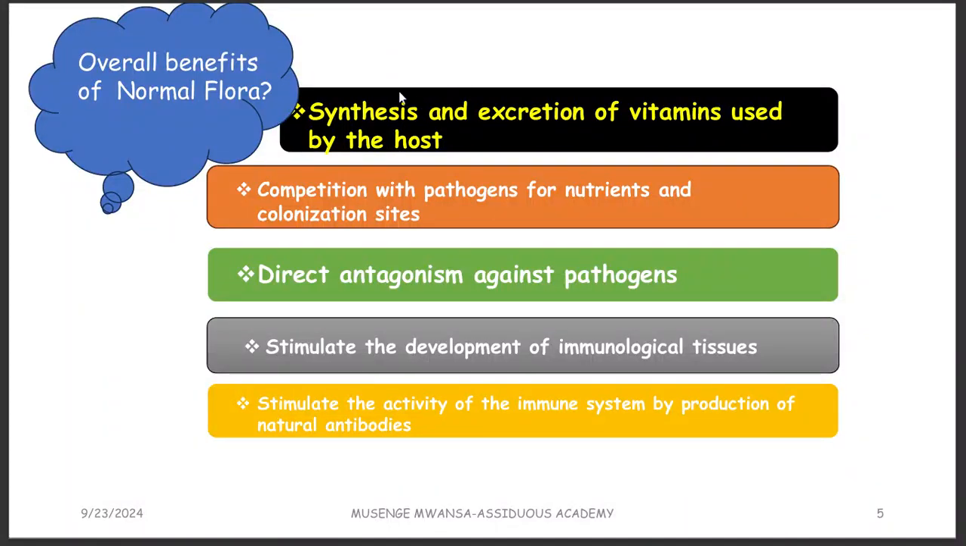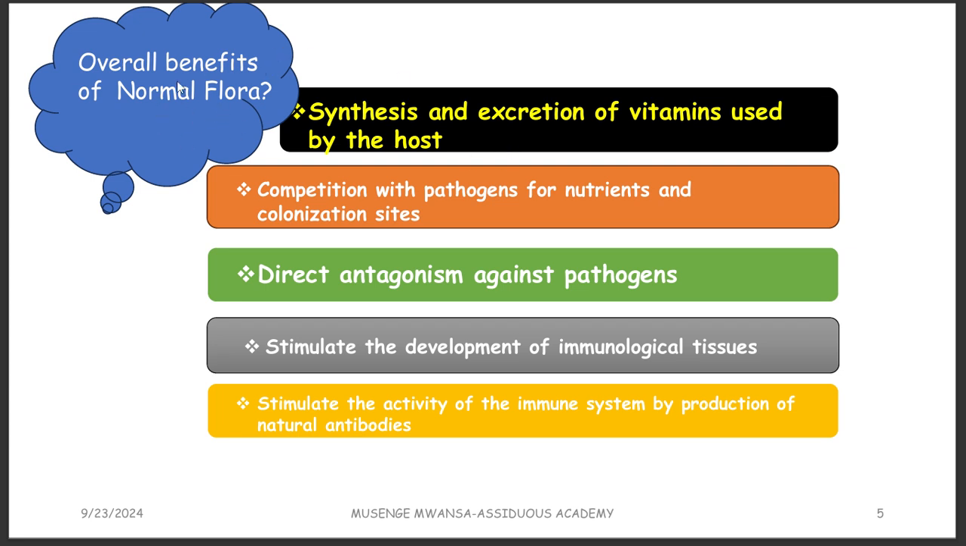But what are the benefits of normal flora? Number one, they help to synthesize and excrete vitamins used by the host. That is why when you take too much antibiotics, what will happen? Remember when we discussed vitamins in microbiology. You are going to be deficient in vitamin K because vitamin K is produced by these bacteria. So when you're taking antibiotics, you'll be deficient in vitamin K. And vitamin K is necessary in the making of clotting factors. So you will be easily bleeding. Okay, easily bleeding.